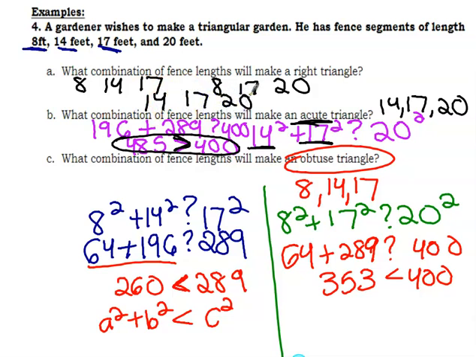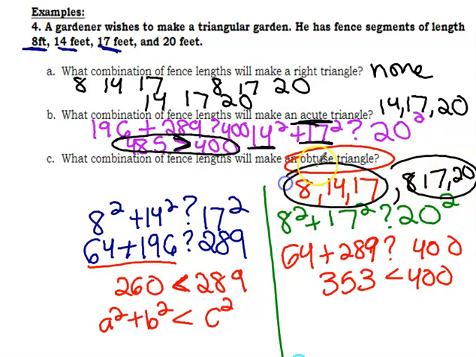Okay, is there any other combinations? I don't think so. So none. None would make a right triangle. None of them are equal to either side. Okay? So again, for acute, there was a combination of 14, 17, and 20. For the obtuse, we actually had two of them. We had 8, 14, and 17, and 8, 17, and 20. So your brains are all mush already, because again, we're just trying to combine the different ones and seeing what type of triangles we can get.